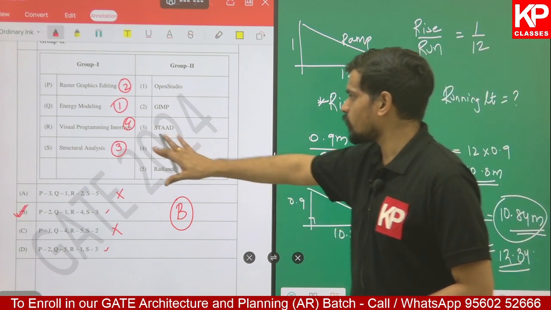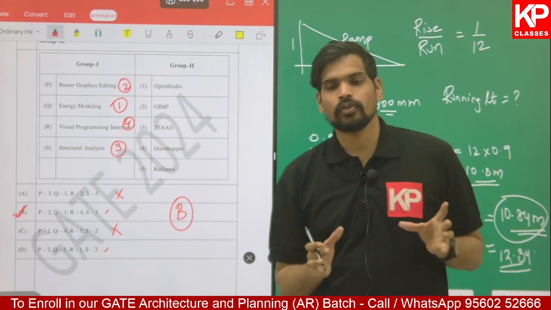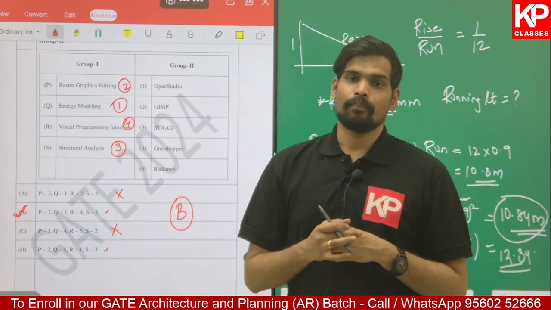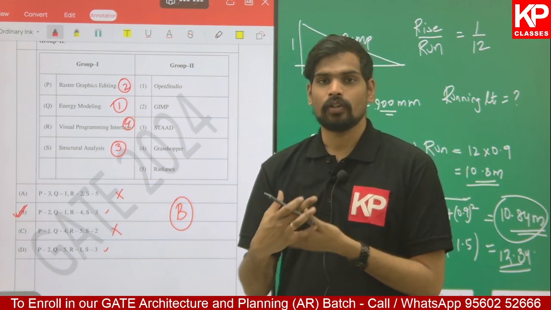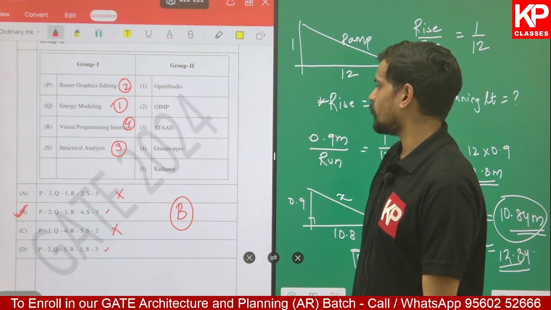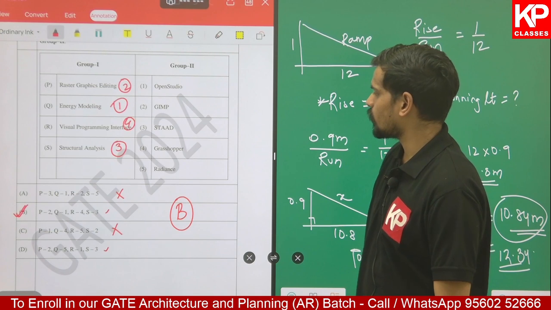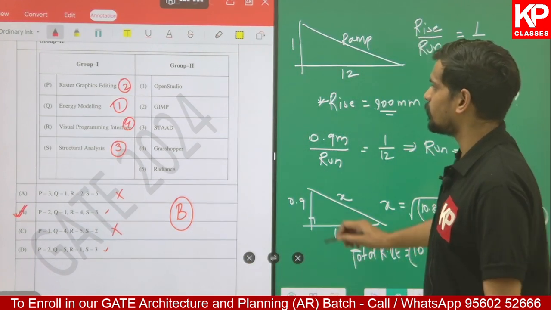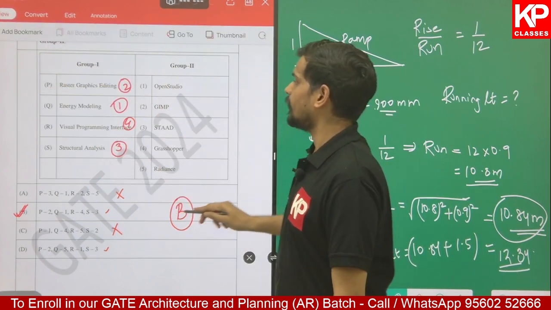Grasshopper is used as a visual programming interface, where you can use multiple inputs with various programming done in order to get parametric outputs from it. So the visual programming interface is Grasshopper. So 2, 1, 4, 3 is the correct answer. That is option B. So that's a very simple 1-2 marks question in the form of match the following.